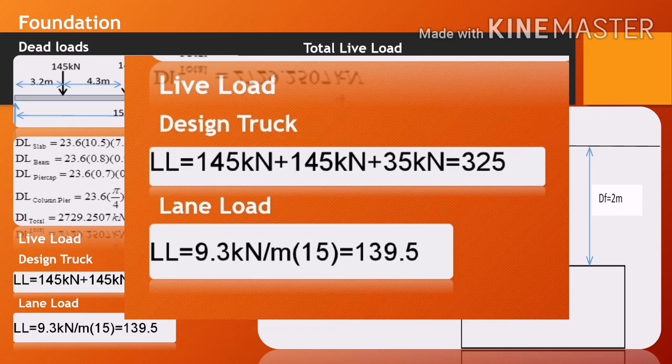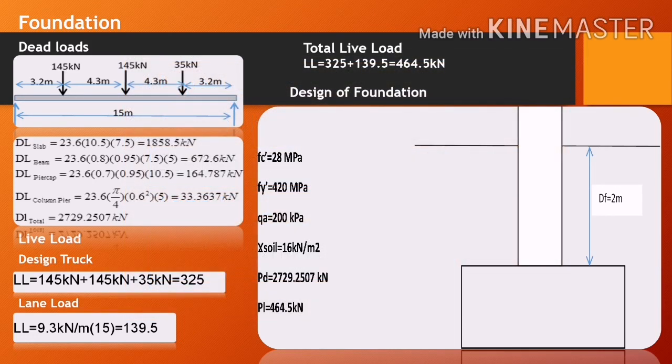As for the live load, the total live load is equal to the design track and lane load. So, for the design track, it is equal to 145 kilonewton plus 145 kilonewton plus 35 kilonewton is equal to 325 kilonewton. For the lane load, it is equal to 9.3 kilonewton per meter times 15 is equal to 139.5 kilonewton. So, for the total live load, it is equal to 325 plus 139.5 is equal to 464.5 kilonewton.